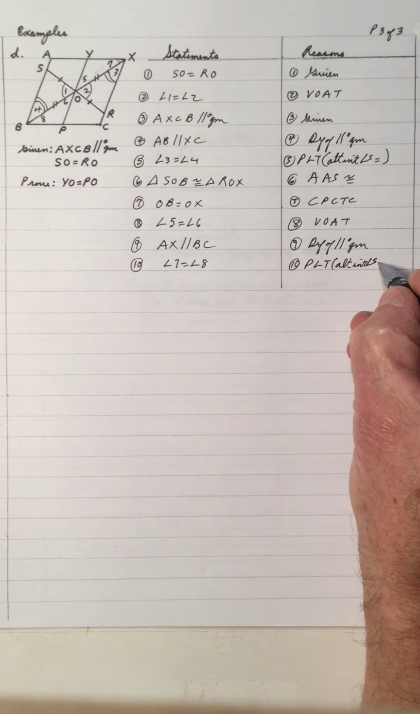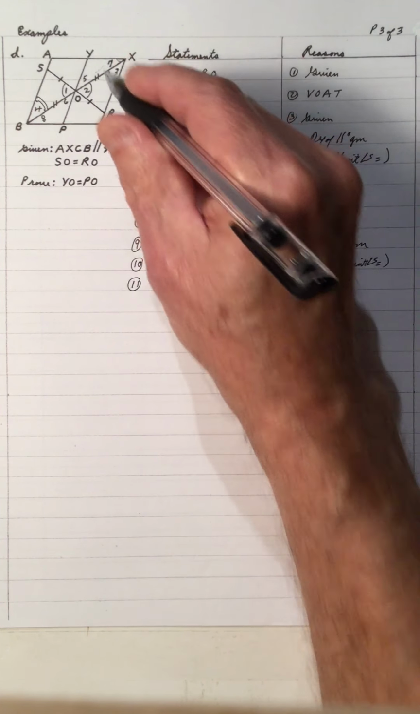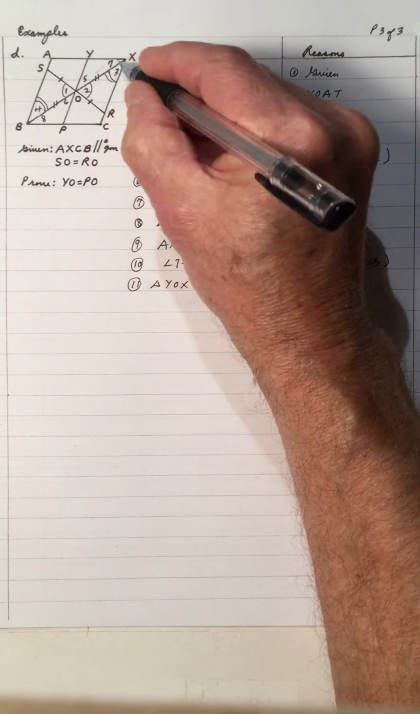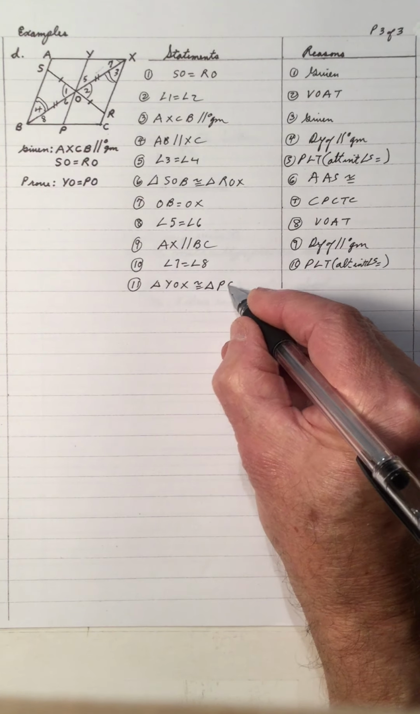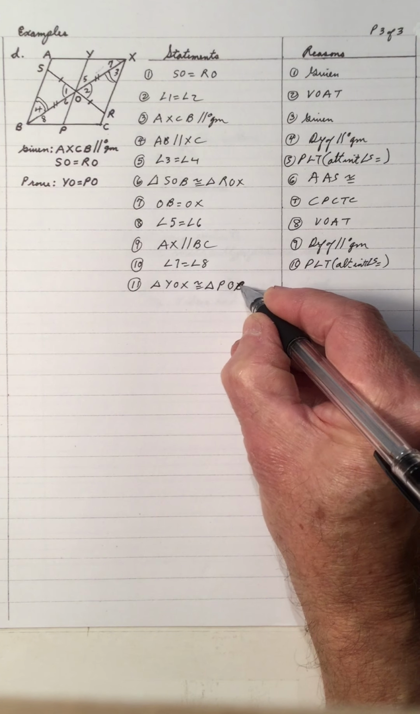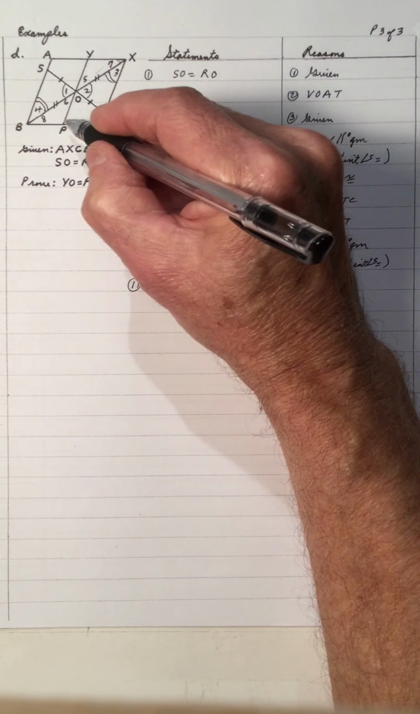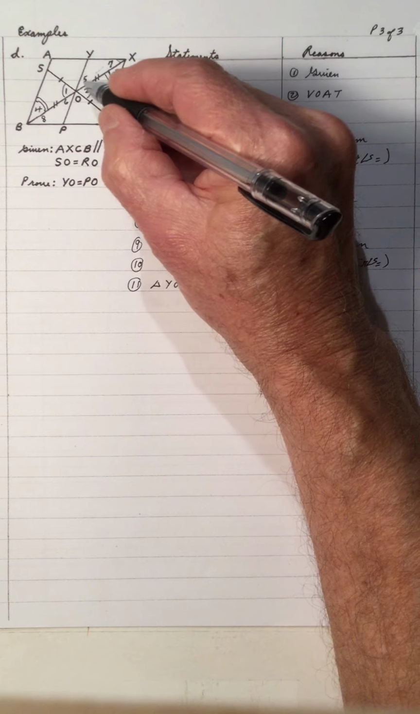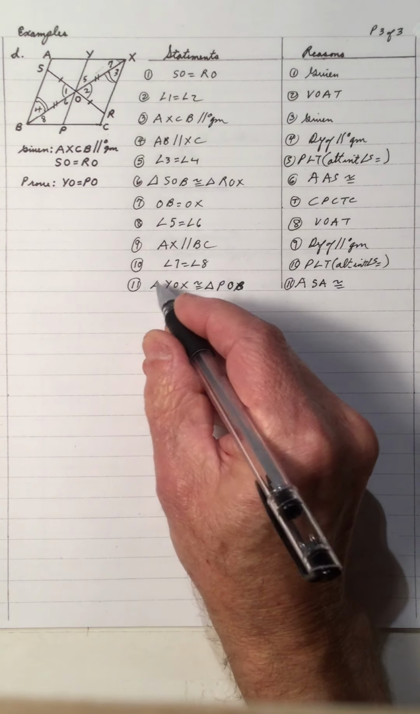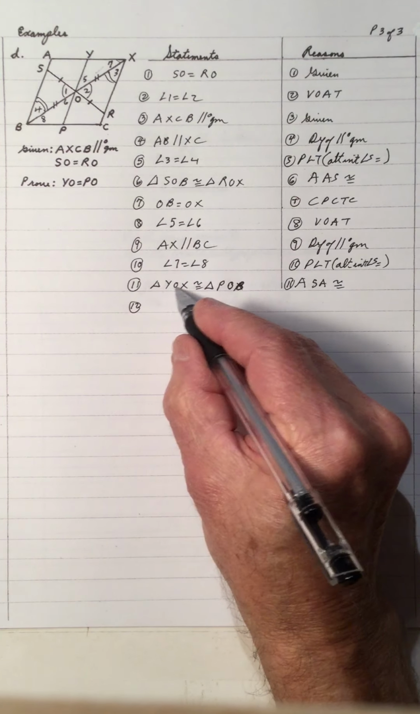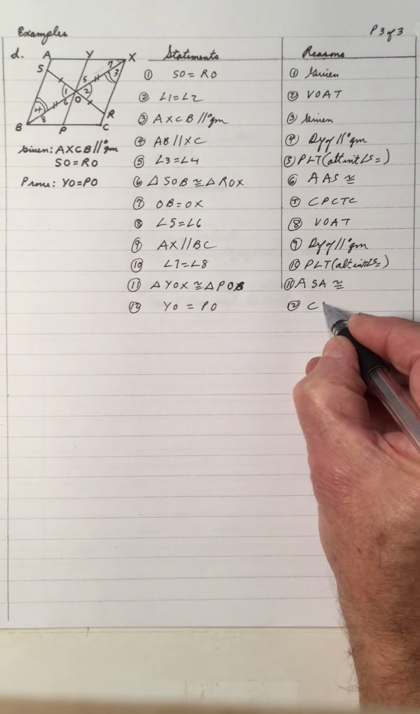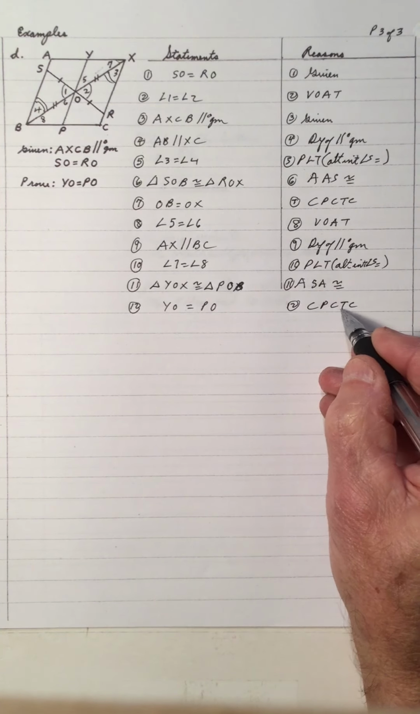And notice now I have this triangle right here, that's number 11, so triangle YOX is congruent to triangle POB. Why did I say that wrong? Gotta be careful, very easy to name wrong. So YOX is POB, and that's an angle side angle, number 11, angle side angle congruency. And as a result of those two triangles, I have YO is equal to PO, and that's CPCTC, corresponding parts of congruent triangles congruent.